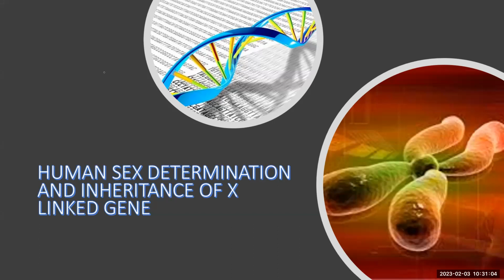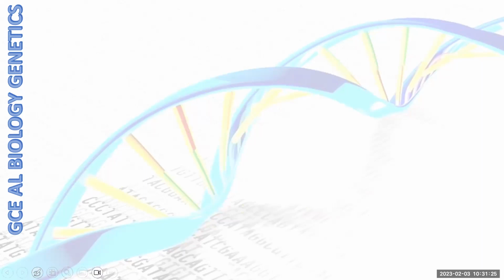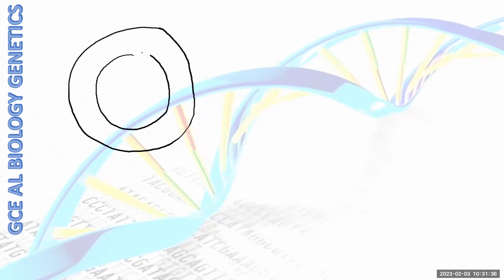This is another concept which is also not fitting to Mendel. So we consider as a non-Mendel condition human sex determination and inheritance of X-linked genes. Right, so we understand it like this. If you take a human cell, there are 23 pairs of chromosomes. And these 23 pairs we divide into 22 autosomes and one sex chromosome.